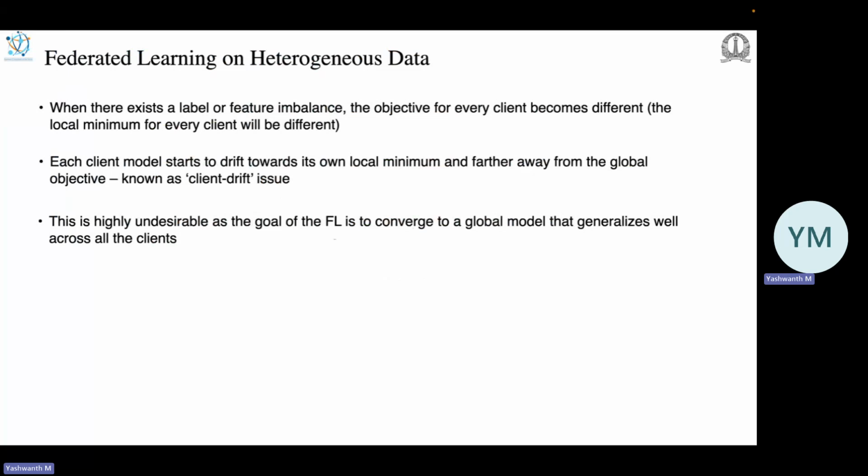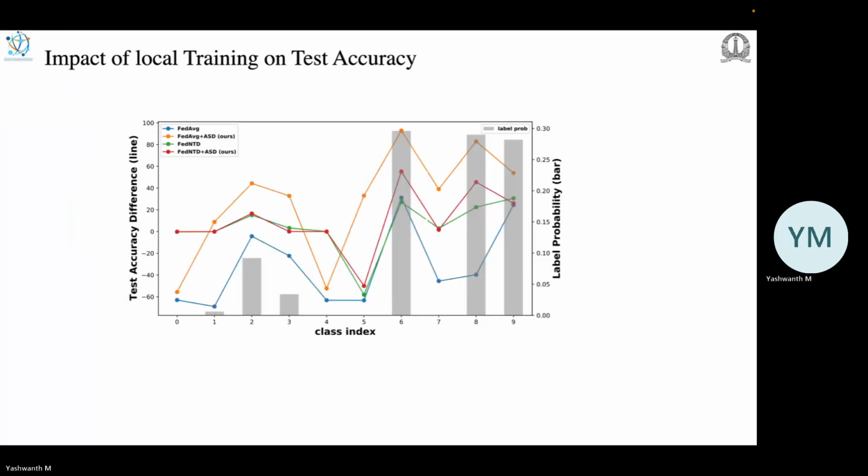So when there exists a label or feature imbalance, the objective of each client becomes different. That is, each client starts converging towards its own local minimum. And this is known as the client drift issue. And this is highly undesirable as the goal of FL is to converge to a global model that generalizes well across all the clients.